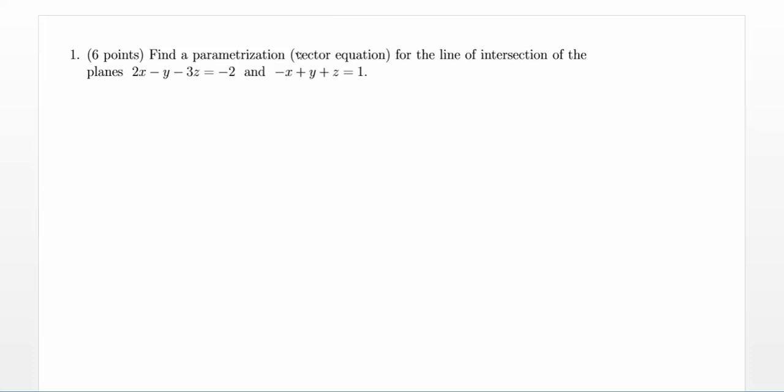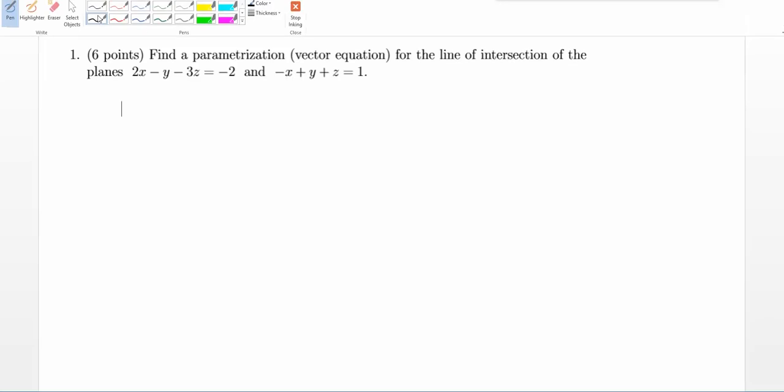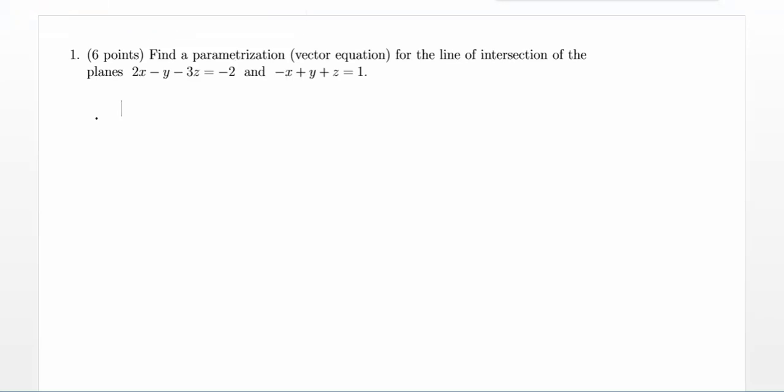Find a parameterization or a vector equation for the line of intersection of these two planes. Okay. So let's think about what's happening graphically first. We've got two planes in space. If the planes are not parallel, then they have to intersect at some place. We'll just draw them like this. Some point at some line they are intersecting, and we want to find the equation of the line where they intersect. We want it as a vector equation.